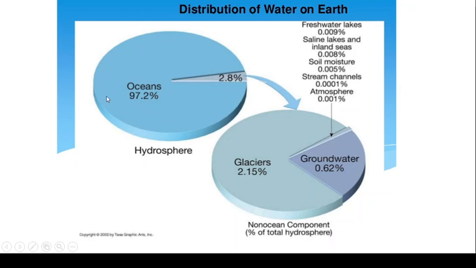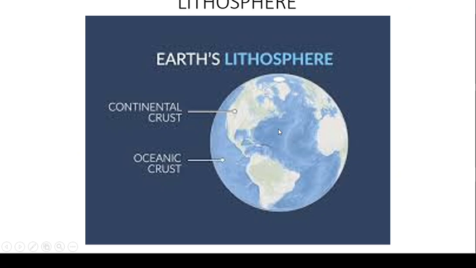So as we can see, of the total water or hydrosphere on the earth, only 2.8% is fresh water, but it is stored in different glaciers, and of that only the groundwater and river water is easily available for human beings for their consumption.